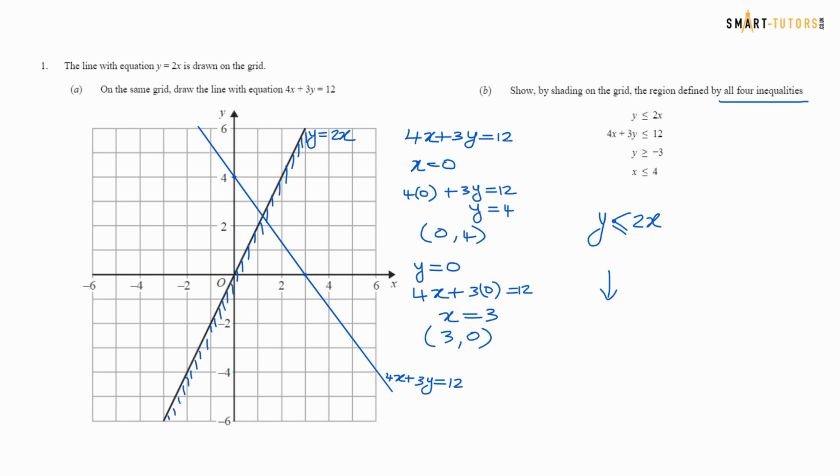That is the line, and the reason I am shading below is because y is towards small. So this graph is drawn now. The next line is 4x plus 3y less than or equal to 12. Now y is towards small, and that means below this line. So this is small here, so below the graph.